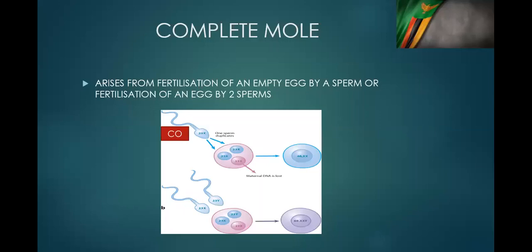And the sperm kind of multiplies and makes 46 chromosomes. And if it doesn't do that, maybe two sperms go in and fertilize this empty ovum, and you still end up with 46 chromosomes. So that's what a complete mole is.